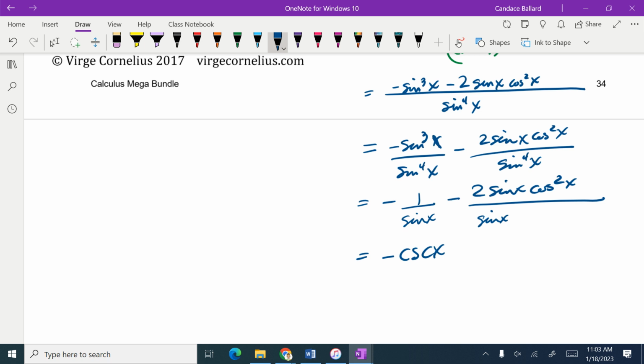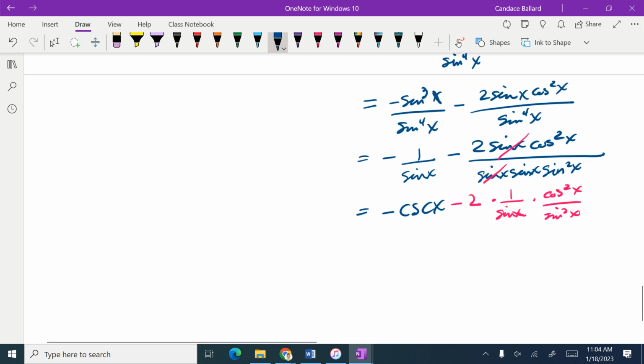I know cosine squared over sine squared is something. So I'm going to keep a sine squared. And I'm going to have another just plain sine x. So I took that fourth power one and I split it up. I tried to be really smart about it. Okay, I know I'm multiplying, so those two can cancel. Okay. I've got negative 2, and I'm going to rewrite it funny. 1 over sine x times cosine squared x over sine squared x. Okay, let's reduce this. So negative cosecant x minus 2.